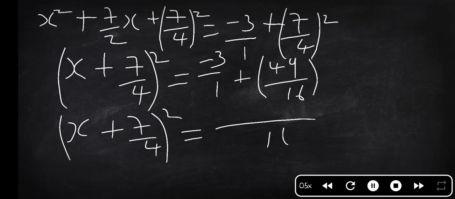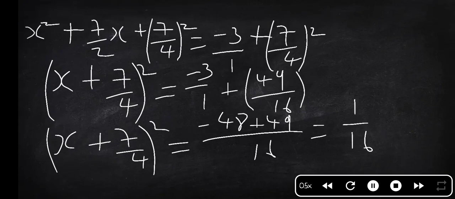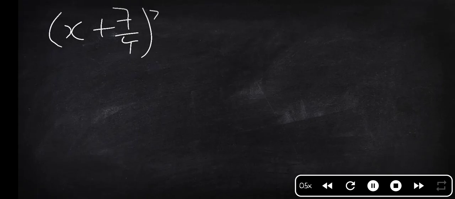The LCM is going to be 16. So 16 times 3 is going to give us 48, and 1 times 49 gives us 49. What's 49 minus 48? It's going to give us 1, that's 1 over 16. So you now equate everything together: x plus 7 over 4 in brackets all squared is equal to 1 over 16.